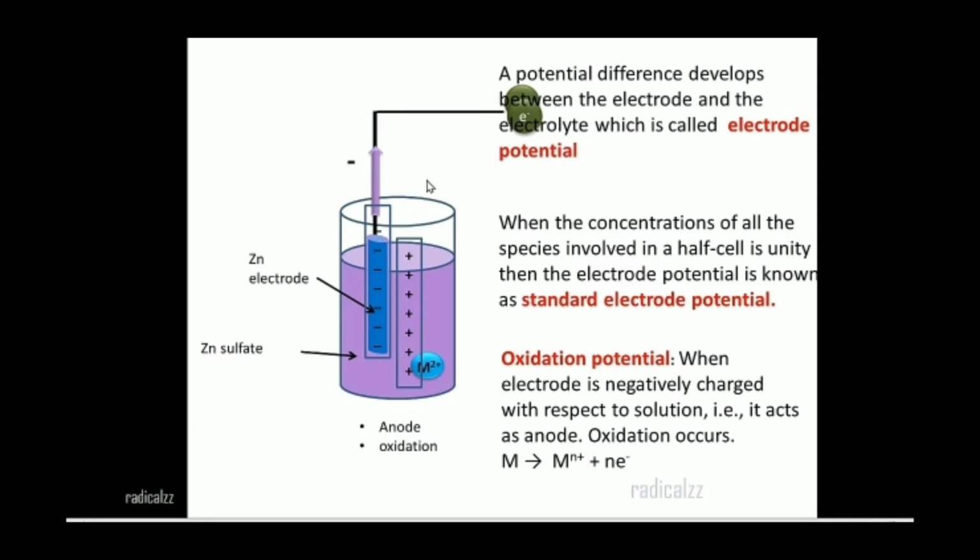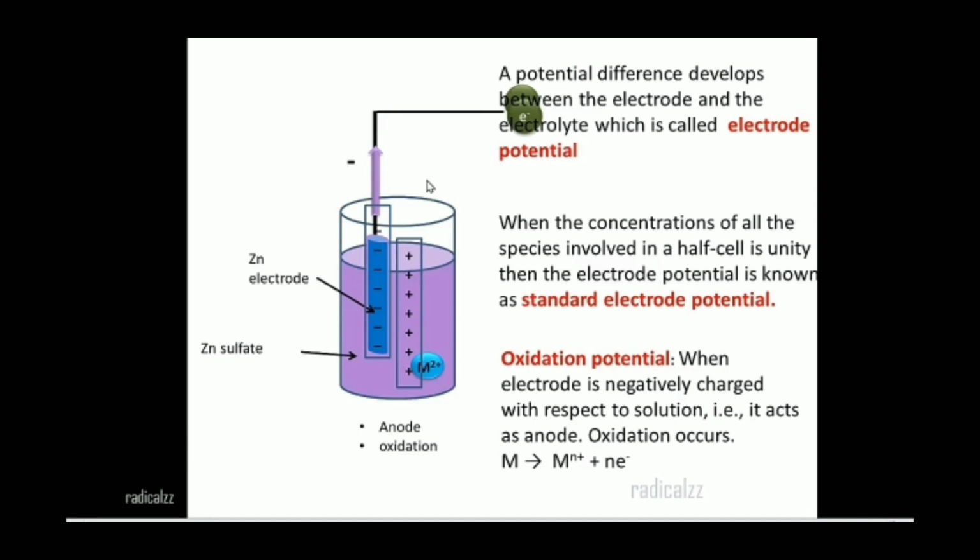Then, what do we mean by standard electrode potential? When the concentration of all the species involved in a half cell is unity, then the electrode potential is known as standard electrode potential. Or otherwise, the potential is measured under standard conditions. That means 1 molar concentration of solution, 298 Kelvin temperature, etc.